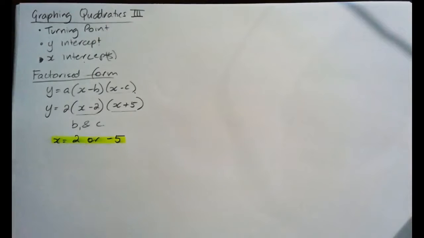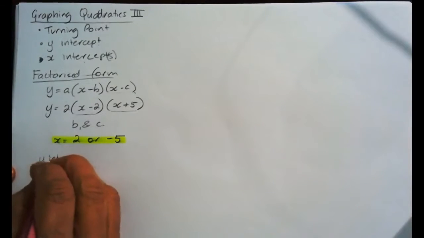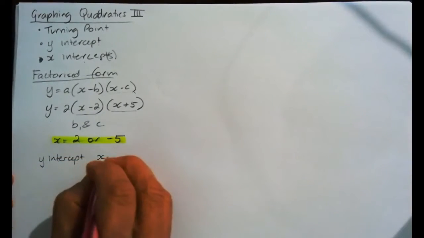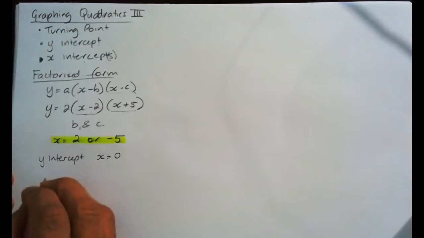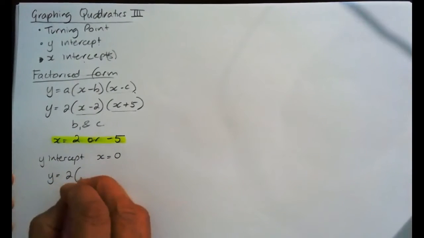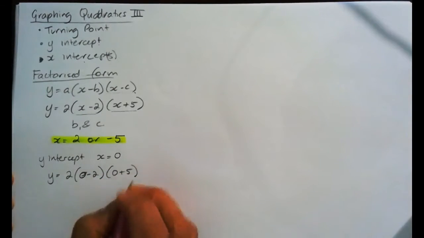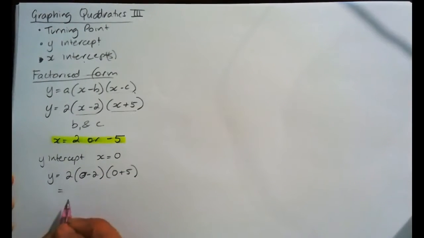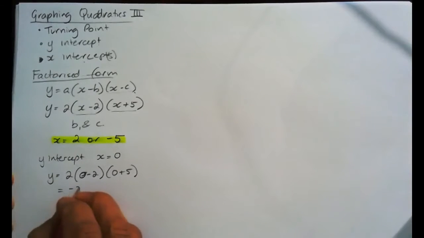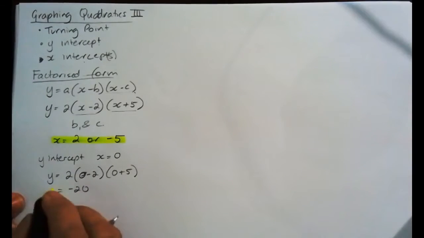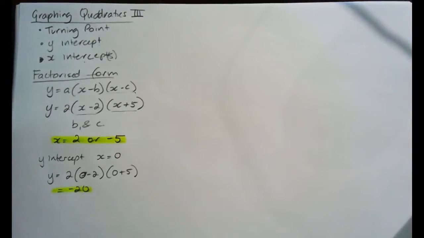Now to find our y-intercept. Remember, our y-intercept occurs when x equals 0. So if I just substitute 0 in for x, I've got 2 times (0 minus 2)(0 plus 5), which gives me 2 times negative 2, which is negative 4, times 5, which is negative 20. So our y-intercept occurs at negative 20. So (0, negative 20) is where it crosses the y-axis.